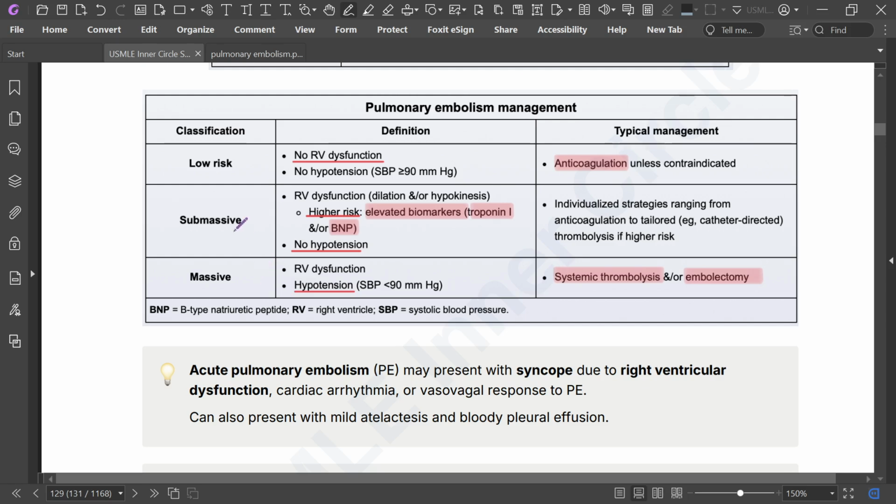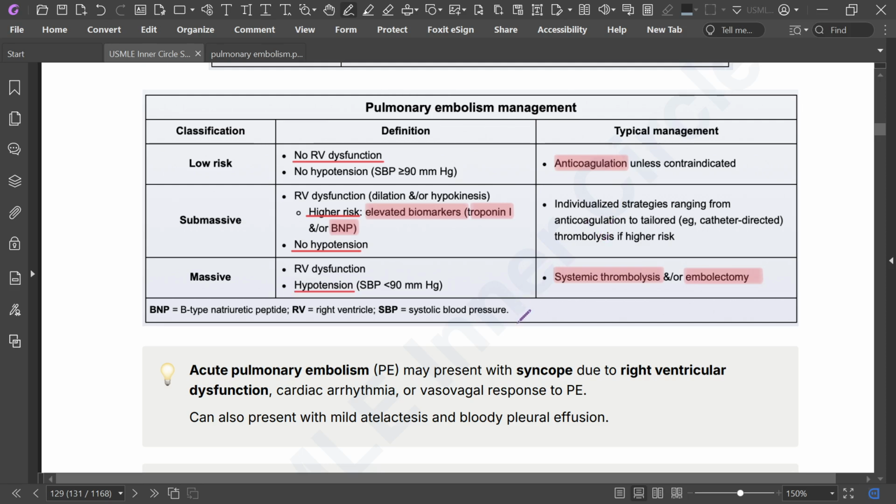Okay, now again pulmonary embolism management. Low risk, no right ventricular dysfunction: anticoagulation unless contraindicated. If right ventricular dysfunction, dilatation or hypokinesis, higher risk, elevated biomarkers, troponin I or BNP, no hypotension: individual strategies ranging from anticoagulation to tailored catheter-directed thrombolysis. If massive, right ventricular dysfunction with hypotension: systemic thrombolysis and or embolectomy.